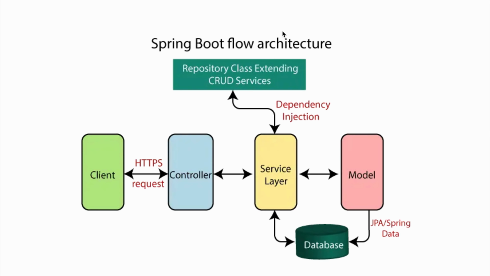So coming to the architecture of Spring Boot, mainly it has 4 layers. The first layer is the presentation layer, which you generally call the controller layer. The controller layer is responsible for handling HTTP requests and responses. Next comes the service layer. In the service layer, we write our business logic, according to the requirements.